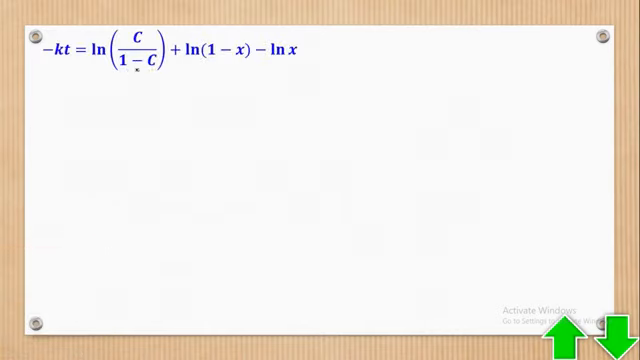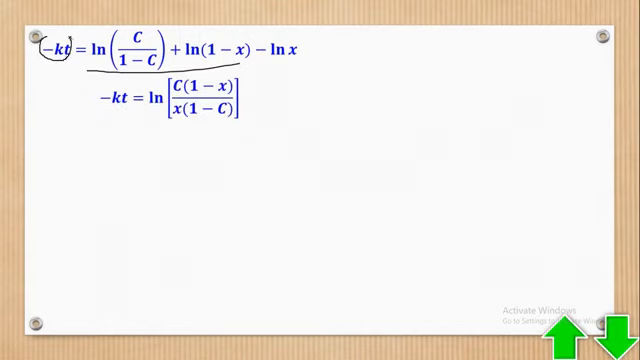So when I collect like terms, I'll come up with this. In that case, I've only put this one on the side, and the rest have gone on the other side. Then from the rules of natural logarithm, this plus this plus this is the same as ln of c times this over x times that. Because plus means multiplication and minus means division.